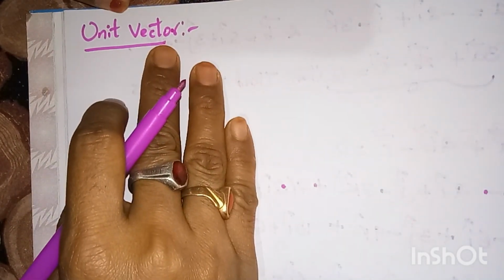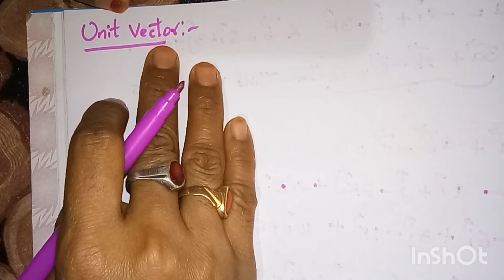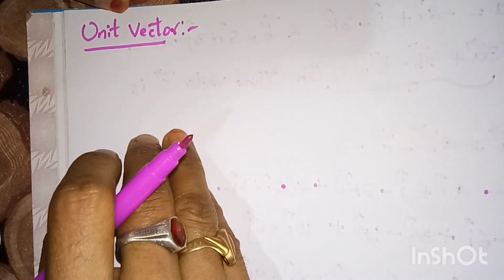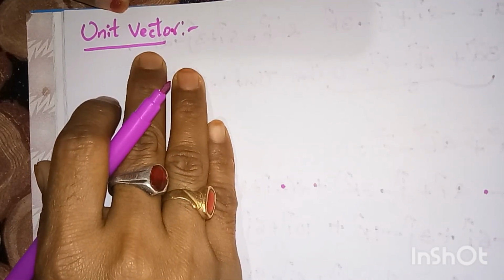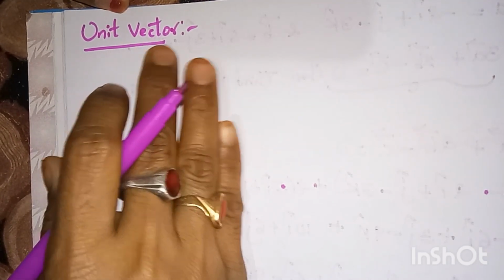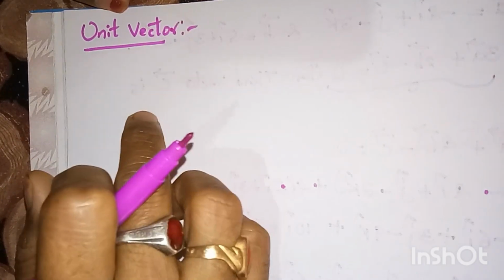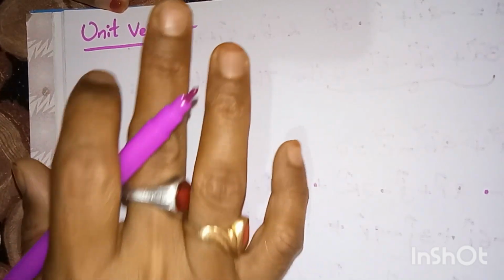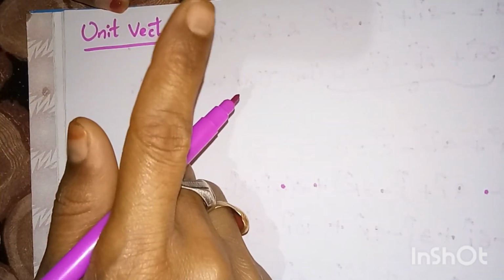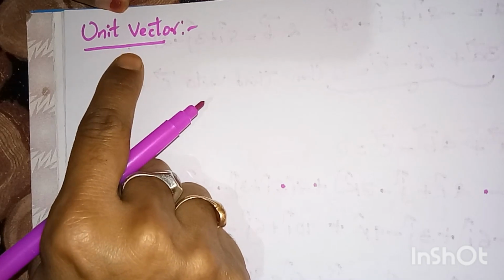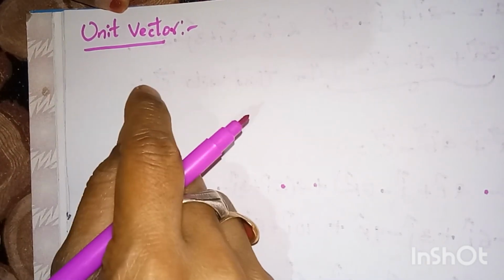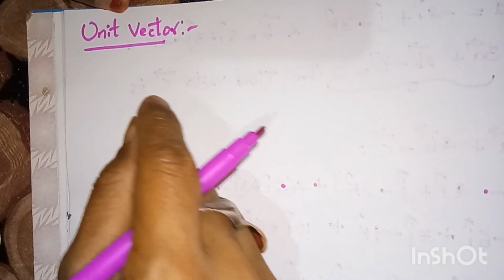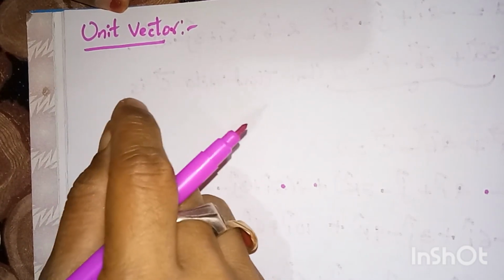Today we are going to discuss what is meant by unit vector, and we are going to discuss some problems based on this unit vector. We already discussed in previous classes what is meant by unit vector: for a given vector whose magnitude is equal to 1. Suppose they have given one vector, if that vector's magnitude is equal to 1, that vector is called a unit vector. So the vector whose magnitude is equal to 1 is called a unit vector.